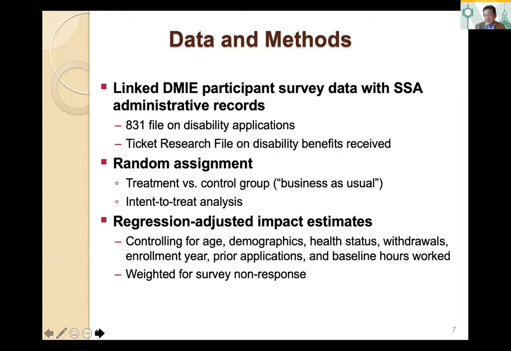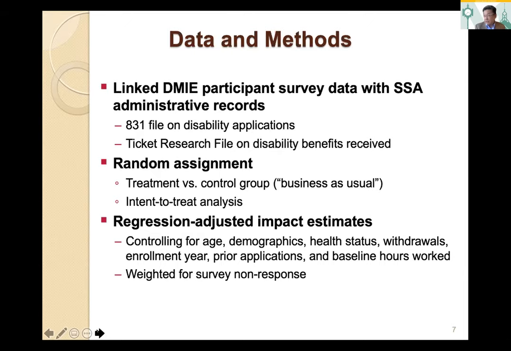The virtue of random assignment is it looks at moving participants to one of two groups, either a treatment group that receives the intervention or a control group which receives business as usual services. And the main goal of using random assignment, which is the gold standard of research methods, is to see the effect of the intervention itself, controlling for all other observable characteristics and potential confounders.